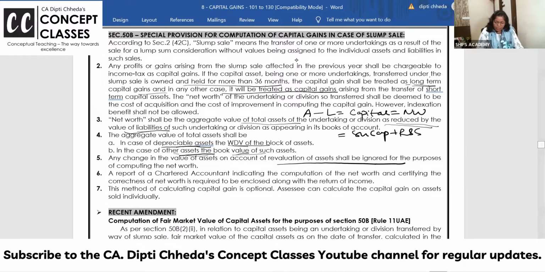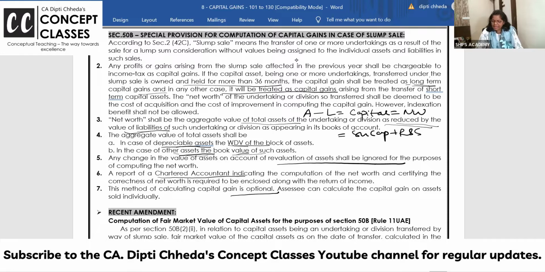You need a report of a chartered accountant that you have computed the capital gain on net worth and all properly. This method of calculating capital gain is optional. I told you, ma'am, I don't understand slump sale. I don't like section 50B. Like or dislike, it comes in exam for 8 marks. And it's like super scoring. In fact, when I teach exemption, you need to apply your brains as to which exemption you will give where. So it is like super scoring.